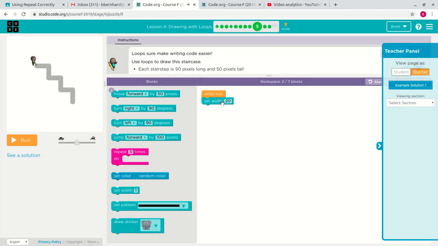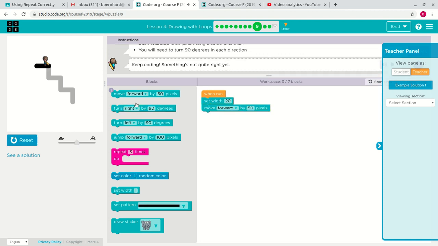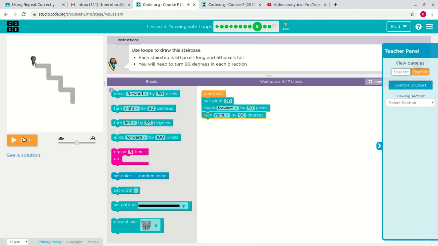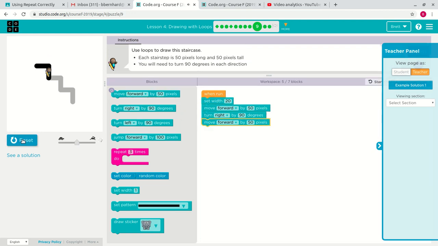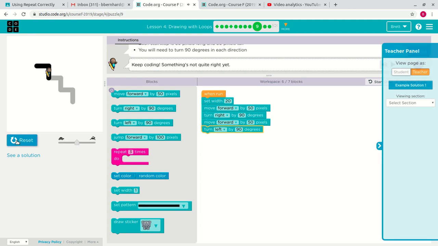Continue. Number 9. So we want to draw the stairs. Each stair step is 50 pixels long and 50 pixels tall. So we're going to start by moving forward 50 pixels. Yep, that works. Then we're going to turn right 90 degrees. Yep, that looks good. Then we're going to move forward another 50 pixels. Oh, look at that. Now we want to turn left, right? We've got to go this way. Let's try it. Yep, now we're set up.